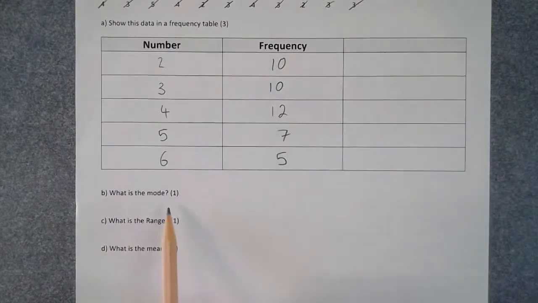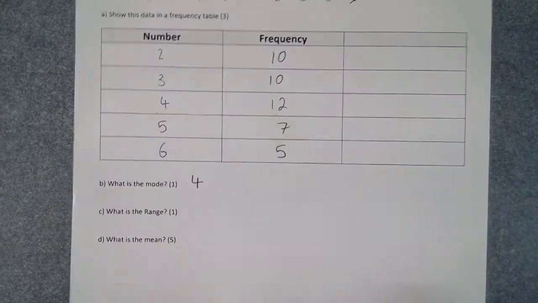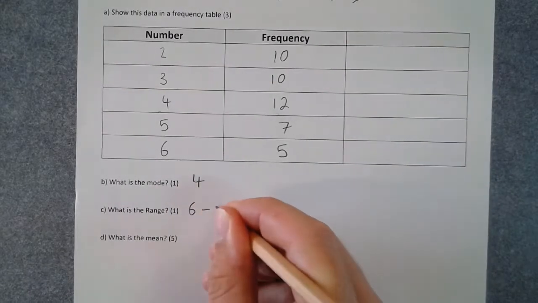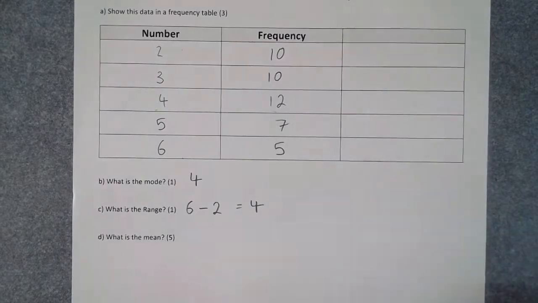Part B, what is the mode? It's the most common number. Well, there are 12 fours, so the mode is 4. There's the most number of fours there. The range is the biggest number, 6, take away the smallest number, 2. So our range is 4.